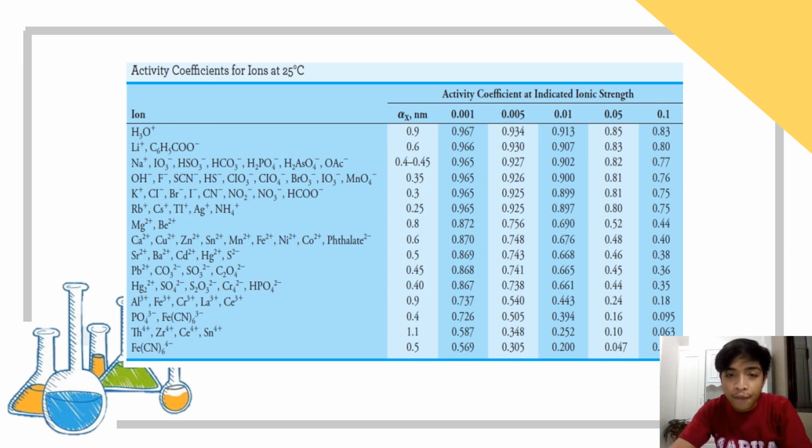And the effective diameter, or the alpha x, will be obtained using this table, the activity coefficients for ions at 25 degrees Celsius. These are the ions, and this is the effective diameter of each ion. For example, if we will be using a lithium ion, then we will have 0.6 as the effective diameter. So now let's proceed to the actual computation of the Ksp prime, since we have already known the two equations that we'll be going to utilize.